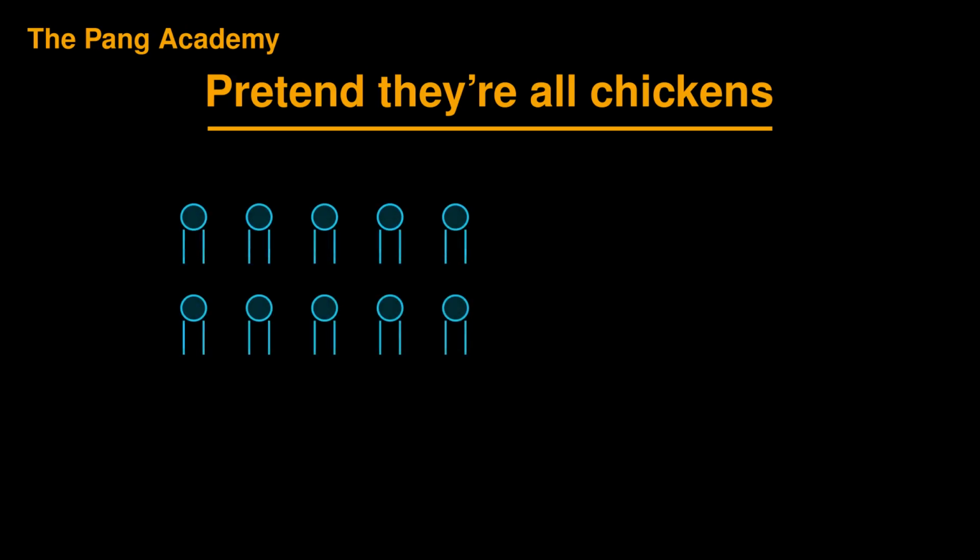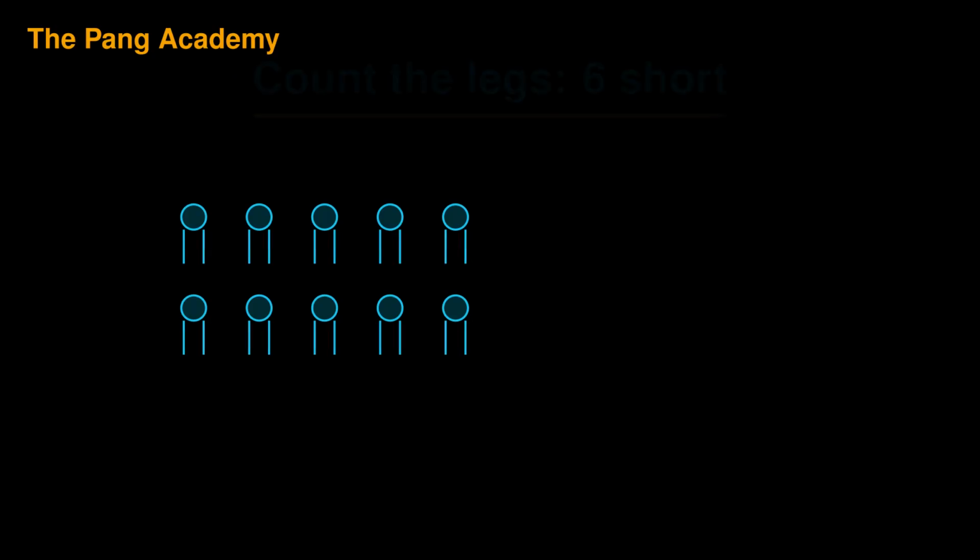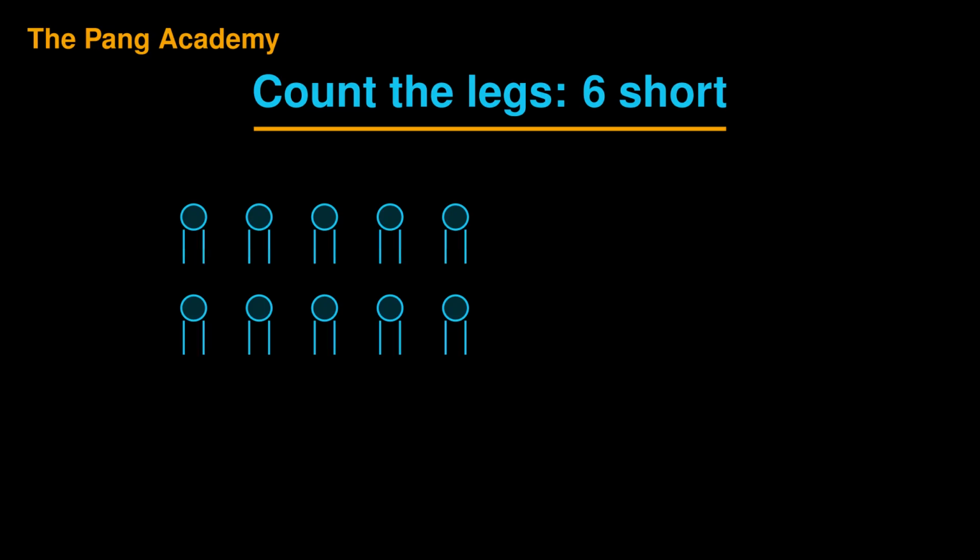Pretend, just for a moment, that every single animal is a chicken. Draw all 10 heads in a row and give each one 2 legs, because a chicken has 2. 10 little 2-legged bodies and not a rabbit in sight yet. Now count the legs you actually drew. 10 animals, 2 legs each, 20 legs in total.